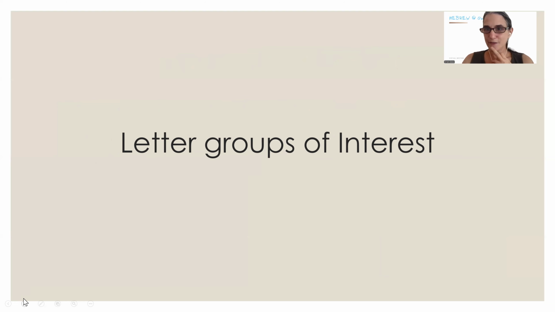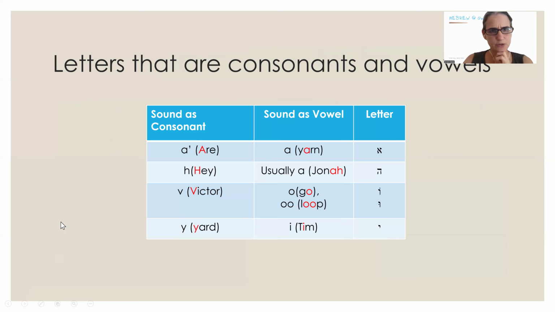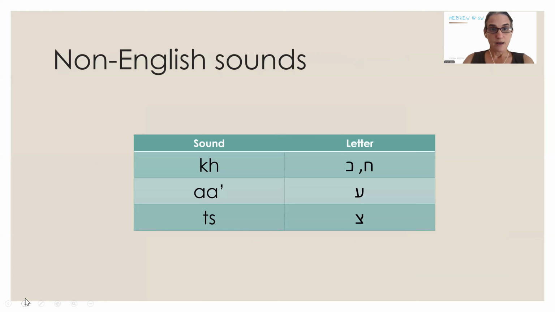Finally, I want to mention a few letter groups of interest. Just as a heads up, we will refer to them as we go through the other letters. One group I already mentioned: we have letters that are both vowels and consonants, so they can appear either as vowels or as consonants. For example, the vav, which is our V, also serves to mark an O sound or an U sound. So we'll get to know this.